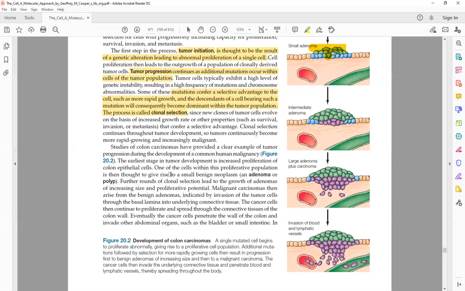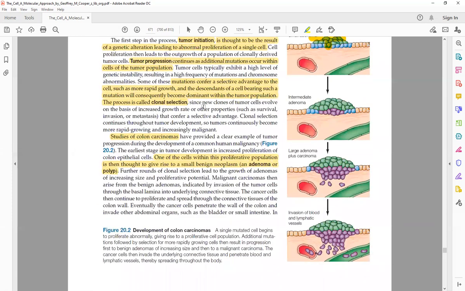So you can see that if you talk about studies on colon carcinoma, that is the colon of our intestine, then one of the cells within the proliferating population is thought to give rise to a small benign neoplasm, or adenoma, or polyp. So one of the cells that is dividing will give rise to a neoplasm, an adenoma or a polyp. Further rounds of clonal selection will take place, and further division will occur.